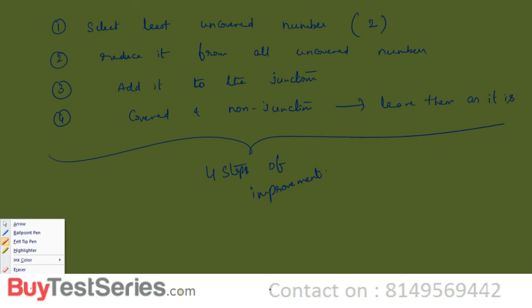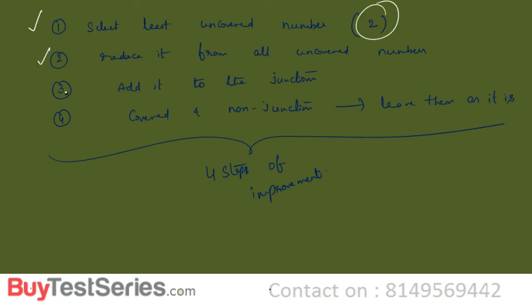Now again, let me recall the steps. First one, select the least uncovered number, which is 2 in our case. Reduce that number from all the uncovered numbers. Add it to the junctions. Wherever you find junction numbers, you add. Covered and non-junction numbers, you leave them as it is. Whereas from uncovered numbers, you reduce it. Junction means you add it. Remaining covered and non-junction, you leave them as it is.